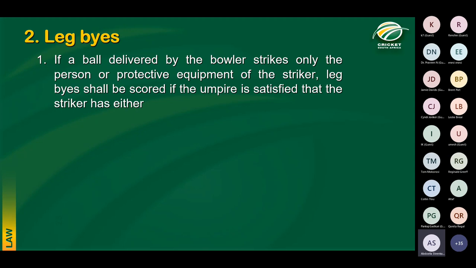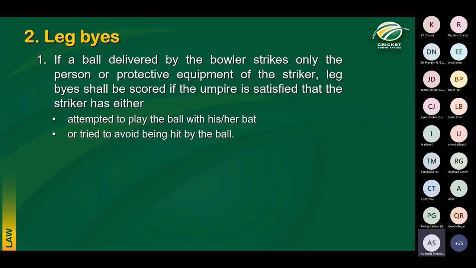What are those criteria for leg byes to be awarded? The first criterion is the striker needs to attempt to play the ball with the bat. That's the first criterion for leg byes to be scored. The striker needs to attempt to play the ball with the bat. Second criterion, the striker tries to avoid being hit by the ball.